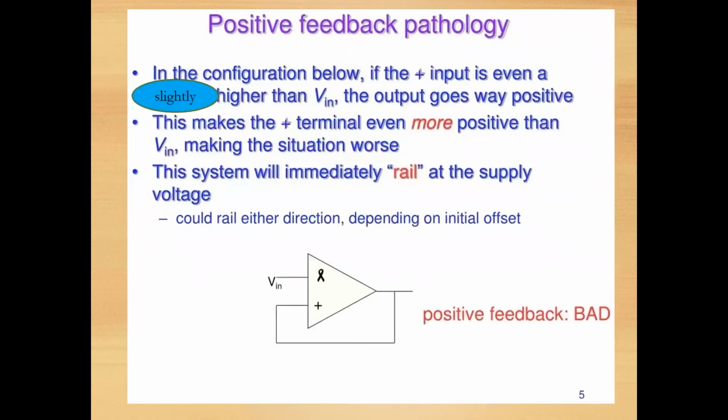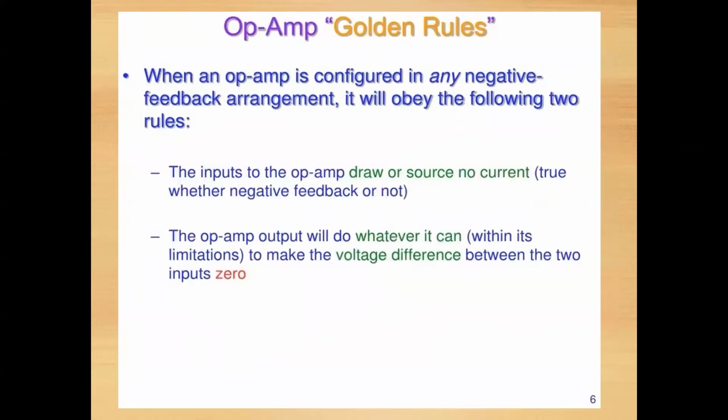Positive feedback pathology in the configuration below. If the positive input is even slightly higher than Vin, the output goes way positive. This makes the positive terminal more positive than the Vin, making the situation worse. The system will immediately rail at the supply voltage.